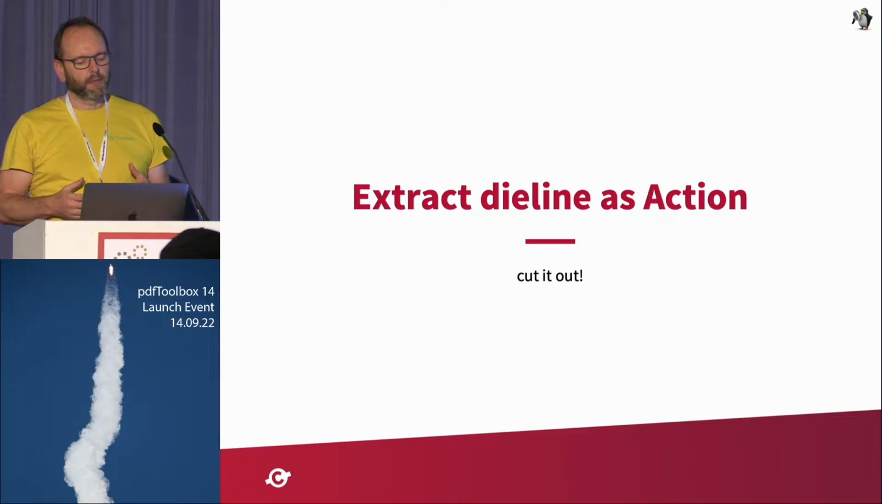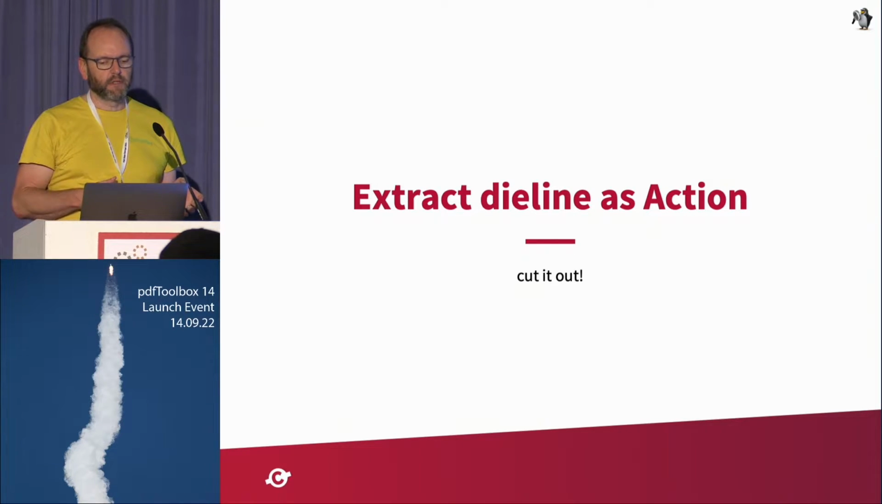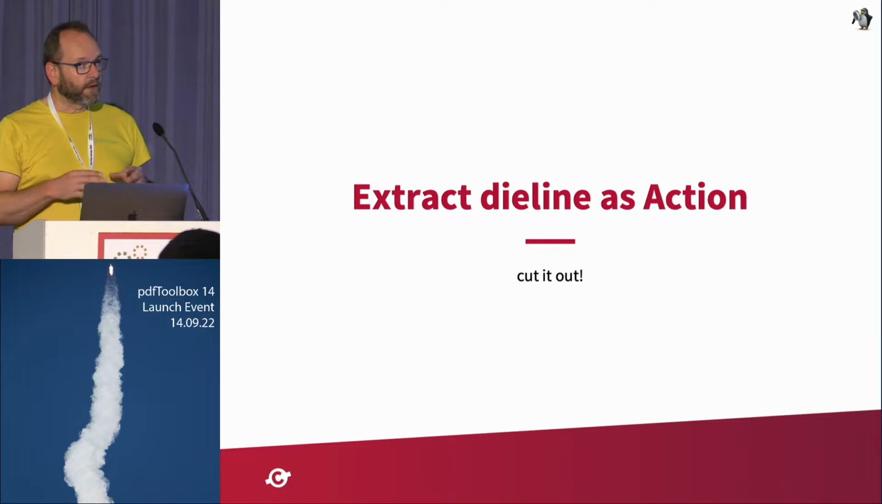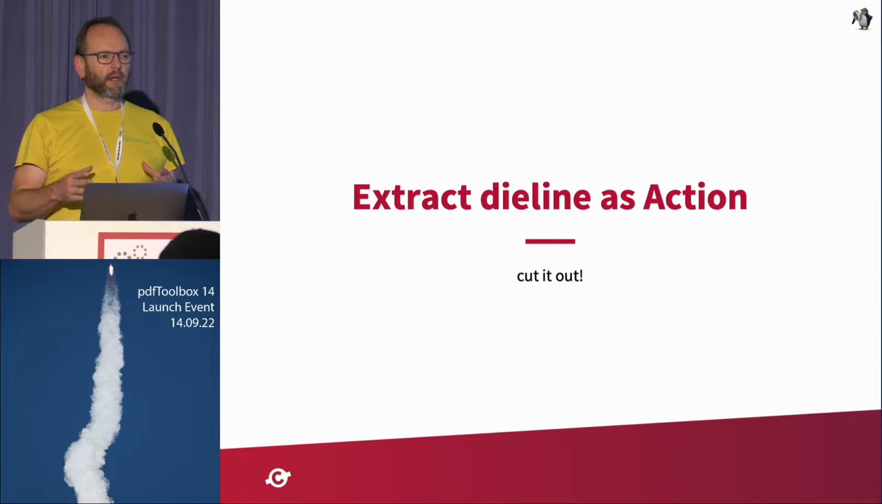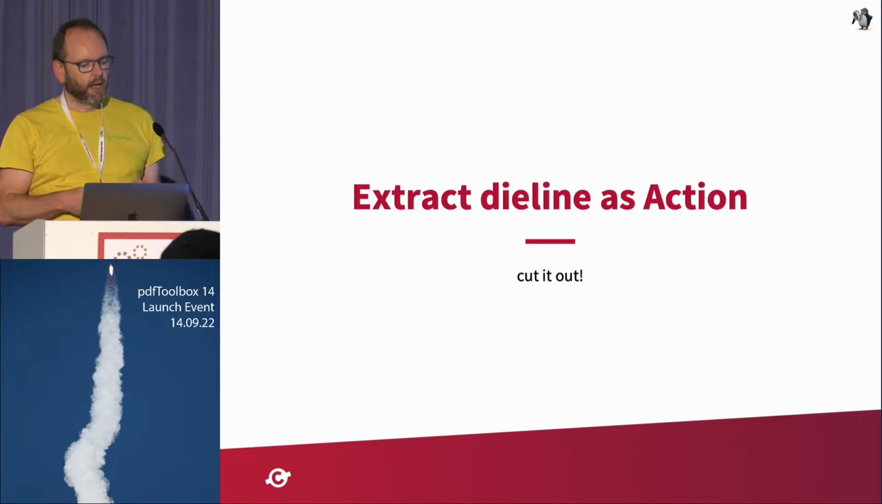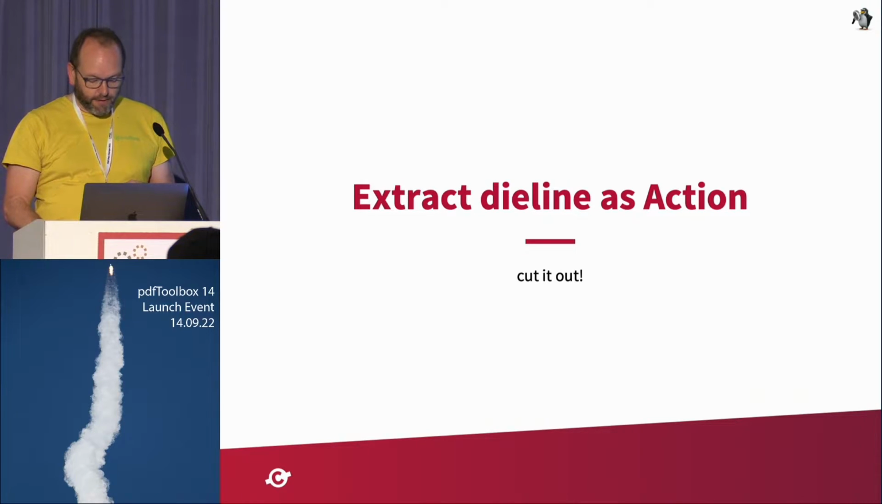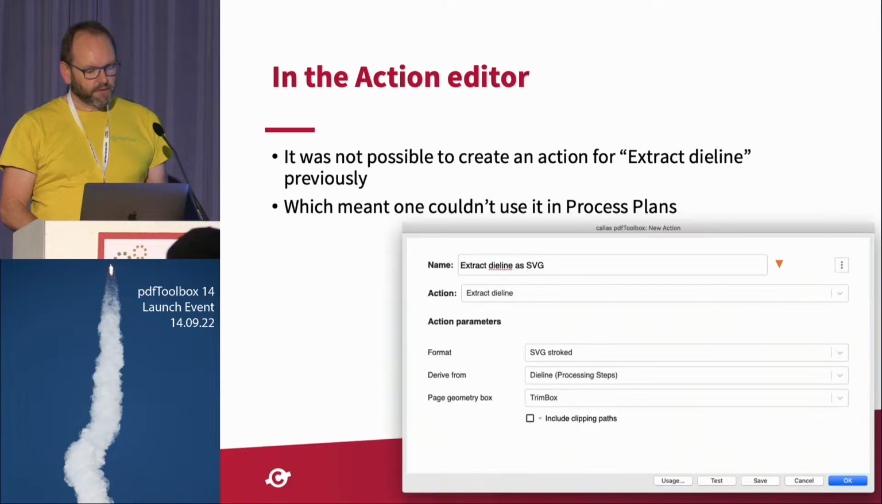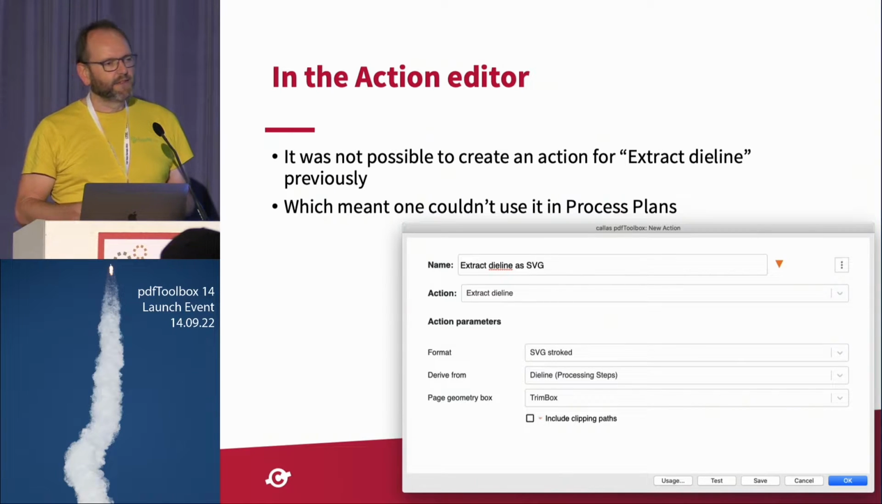The only problem is in PDF Toolbox 13, it was said that all things are now accessible as an action. And so as an action, they can be used in a process plan, but this was an exception, as was pointed out to me multiple times by many different people, some of whom are in this room, repeatedly. This was not possible. And there was a technical explanation for it, but never mind.